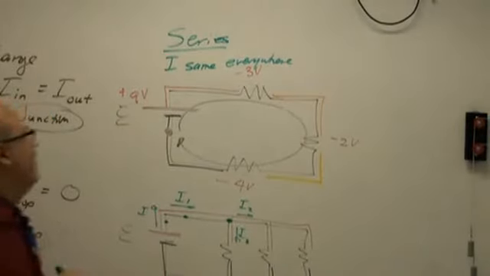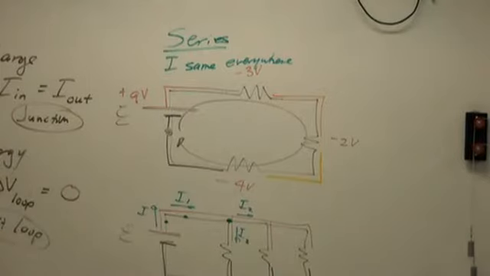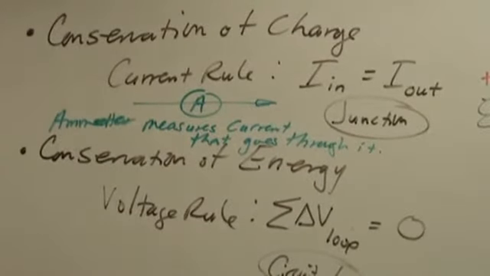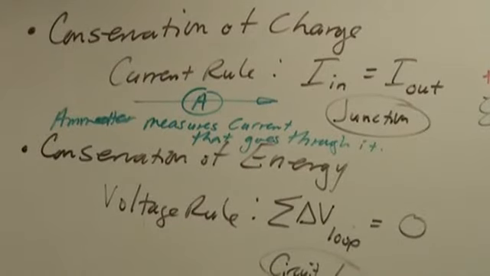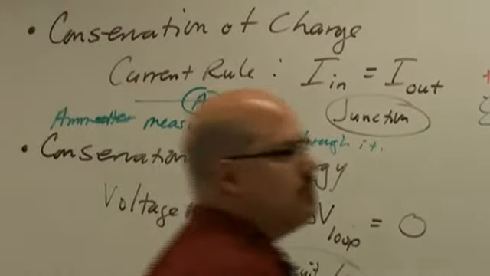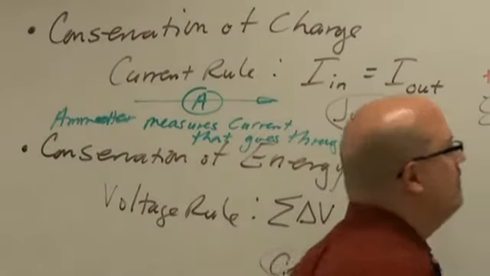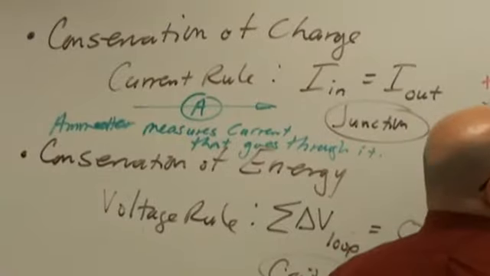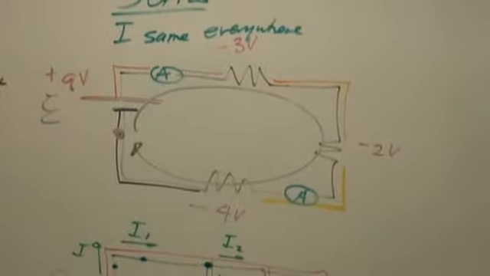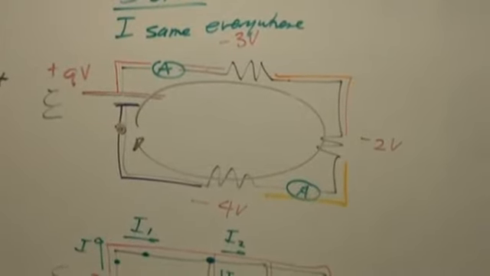Now, this is also important because an ammeter measures current. It measures the current that goes through it. An ammeter measures the current that goes through it. So, everybody, if I put an ammeter here and I put an ammeter here, that's the same. It's going to read the same thing. Right? Yes. Piece of cake.